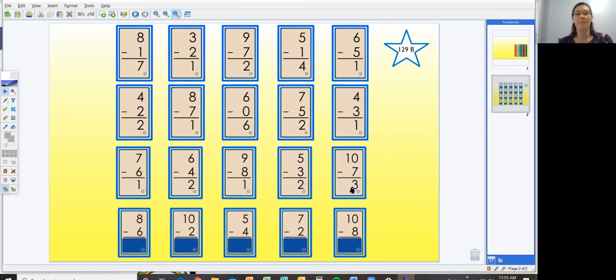Sorry for that disruption. Let's look at the next row. 8 minus 6 equals 2. 10 minus 2 equals 8. 5 minus 4 equals 1. 7 minus 2 equals 5. 10 minus 8 equals 2. Okay, so there's that. And you can take a minute to pause this if you need to check your work.